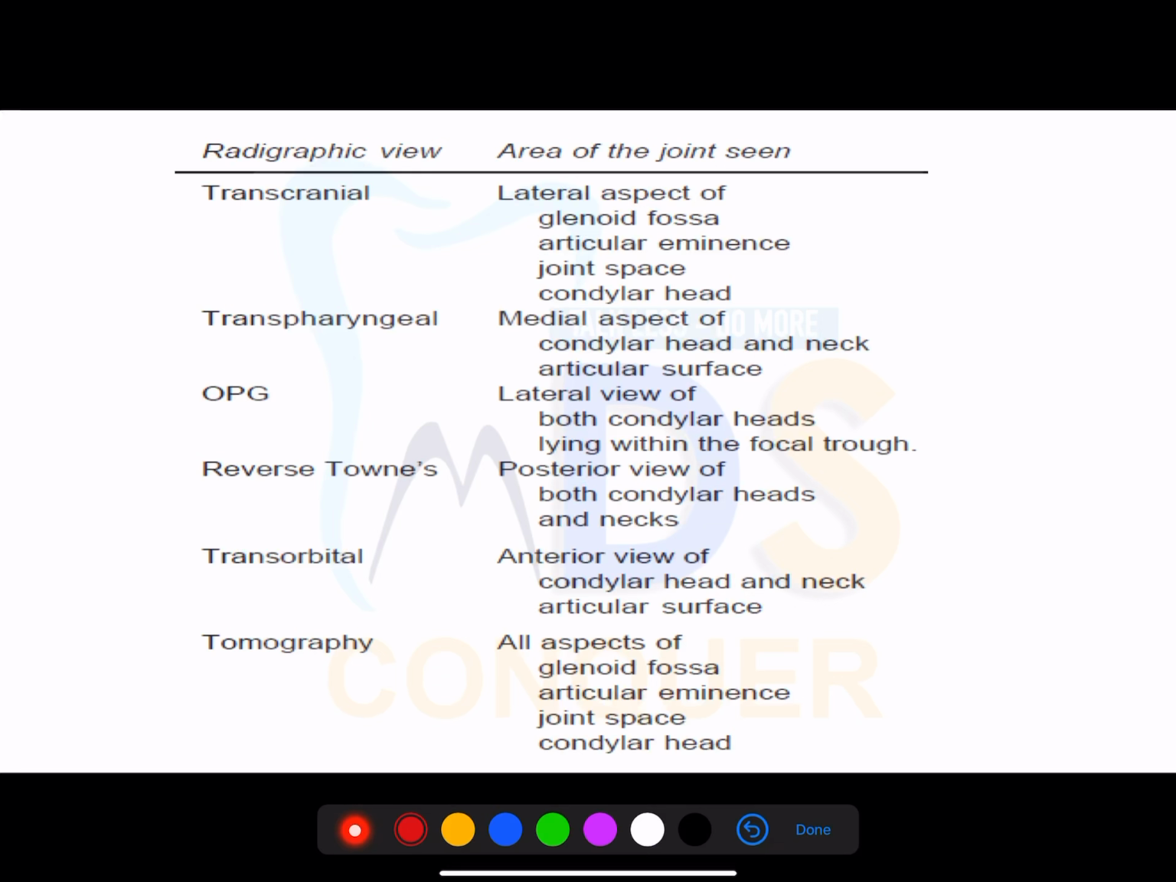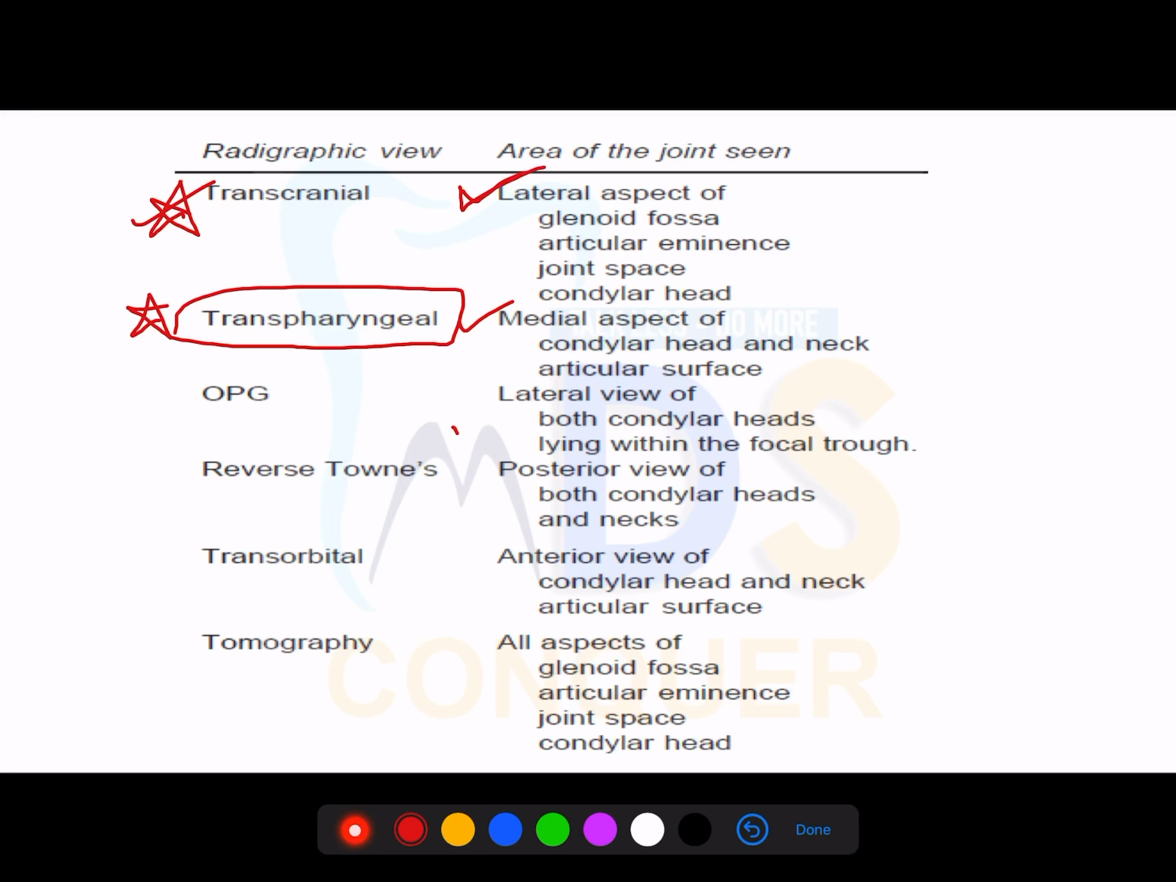Coming to the TMJ, the lateral aspect of the TMJ is mostly seen on the transcranial conventional radiograph, that is the transcranial TMJ view. The medial aspect is visible on the transpharyngeal view. People might confuse the lateral and medial aspects of the TMJ, so remember, the lateral aspect is transcranial, whereas the medial aspect is transpharyngeal.